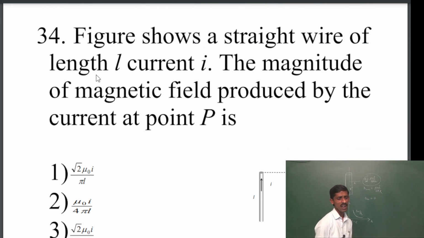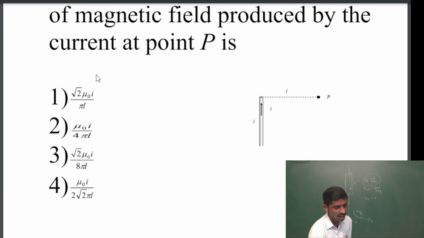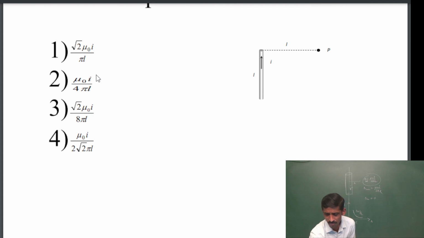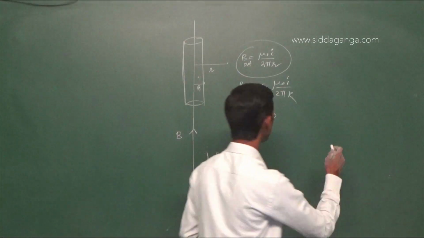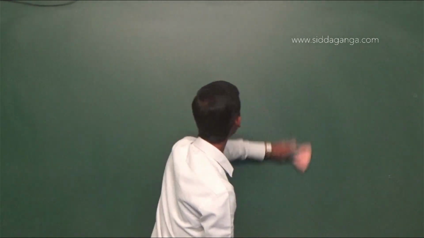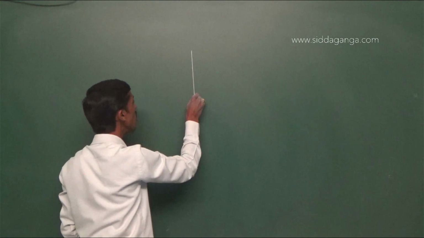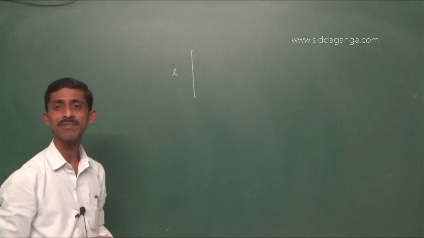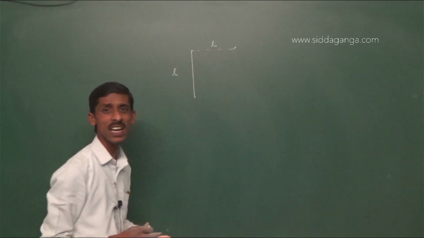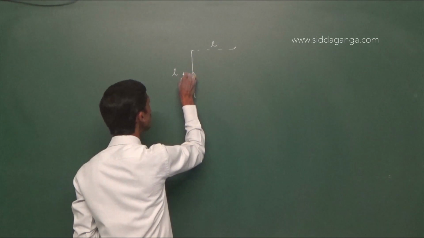The figure shows a straight wire of length L. The magnitude of the magnetic field produced by the current at a point P is, if you see the diagram carefully, a straight wire is given to you whose length is L. A wire of finite length L is given, and the given point is at one end, whose distance is also L. So what is the magnetic field at the point P?